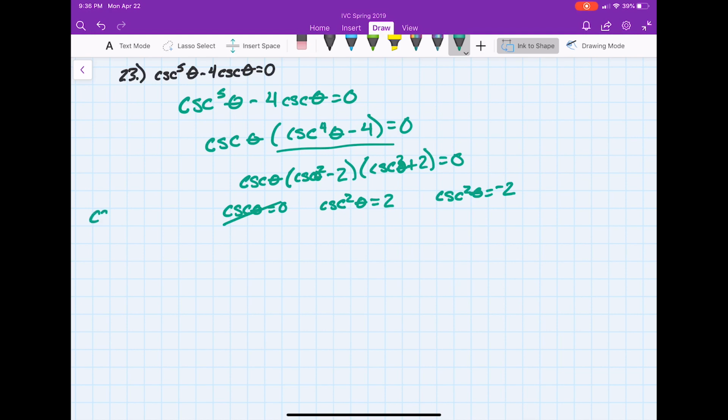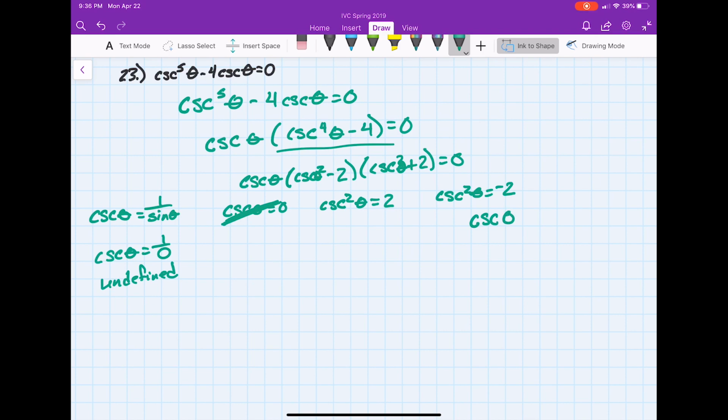Well, cosecant can't be 0, because cosecant is defined as 1 over sine theta. So cosecant theta is equal to 1 over 0. Well, that would be undefined. So that can't happen. So this one's out. That one will not work.